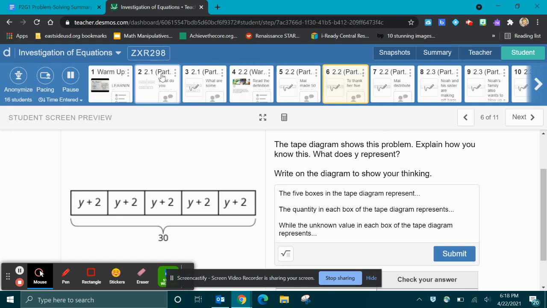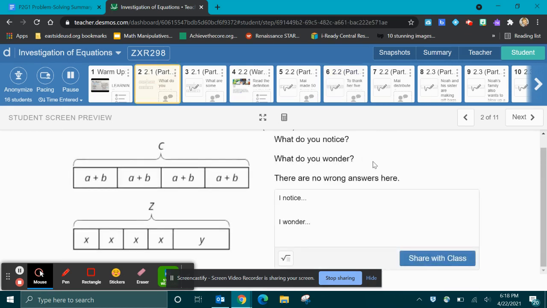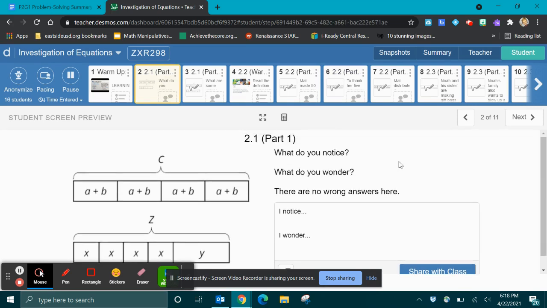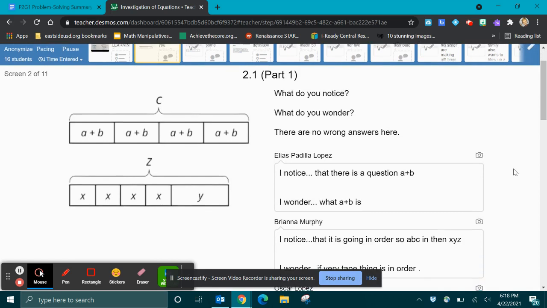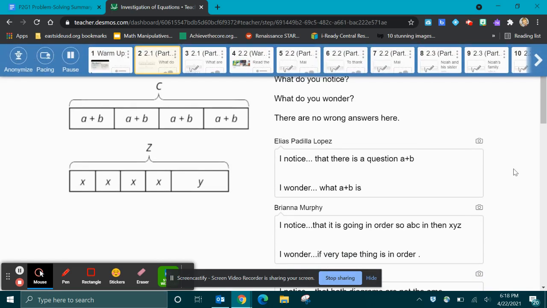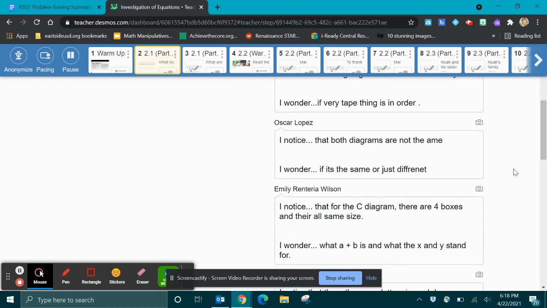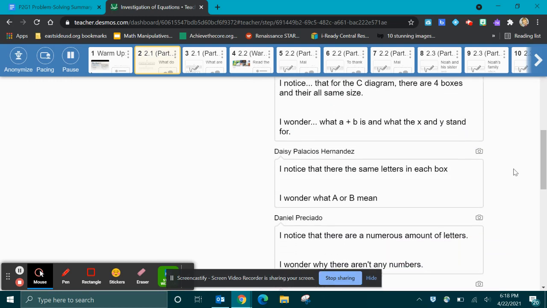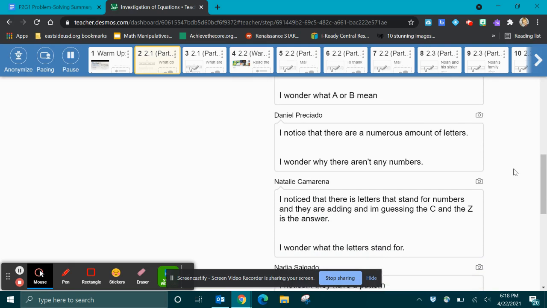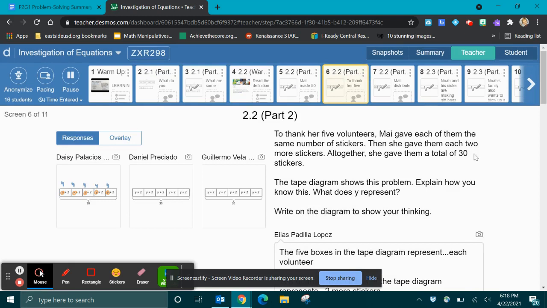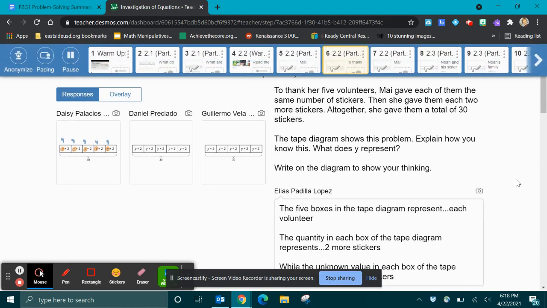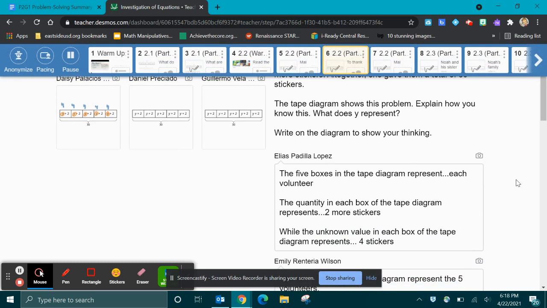Another space would be on problem 2, where they would use the sentence stems I notice and I wonder to explain their thinking about what's going on in these 2 tape diagrams. So here in the teacher view, you can see some of the responses that the students had using the I notice and the I wonder sentence stems. We also had responses in the last slide that I showed you where they're using the stems to explain their thinking on how the tape diagram represents the real-world problem.